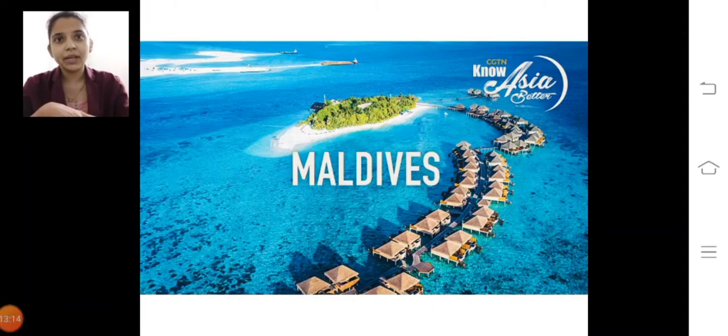Maldives became independent on 26 July 1965 by a treaty which was signed at Colombo. So finally Maldives got its freedom from the Portuguese, Dutch, and finally from the Britishers on 26 July 1965, means after India.